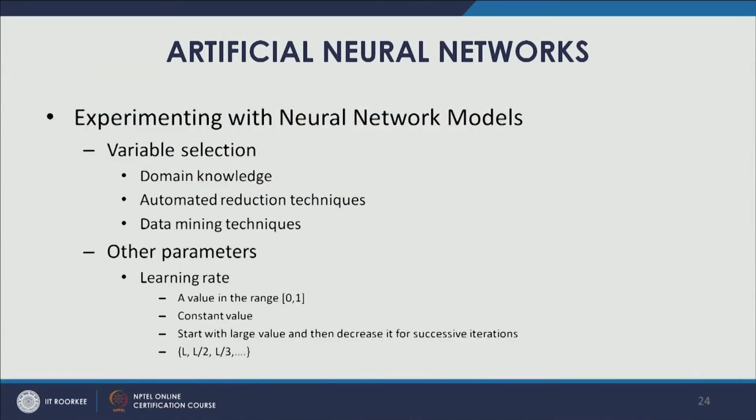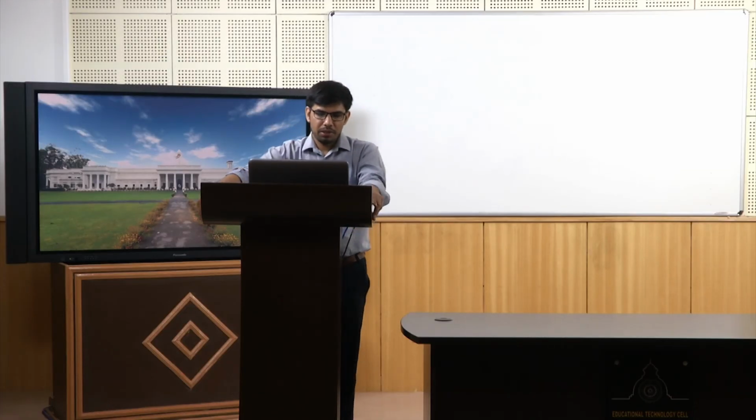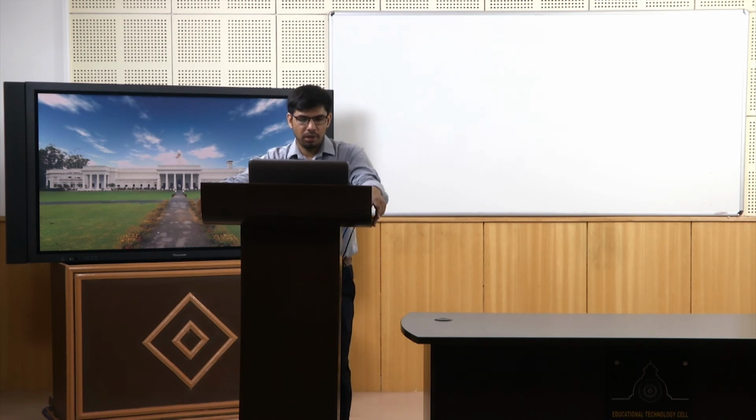It has been seen that if variable selection is applied and we get much higher quality input variables, then the performance of neural network models improves. So typically it is recommended that variable selection approaches are applied and important variables are identified, and then neural network modeling is performed. Other parameters: the first one is learning rate.